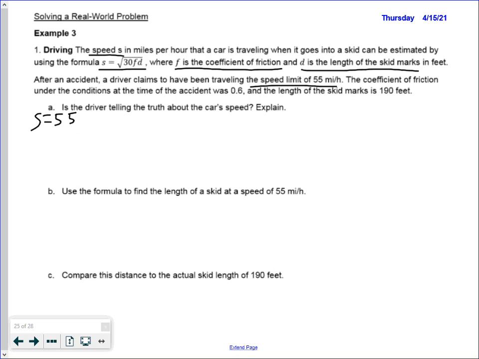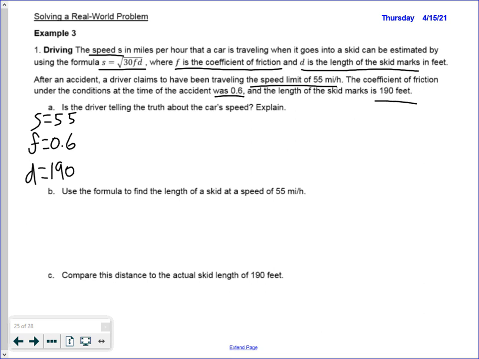And then we're told the coefficient of friction under the conditions at the time of the accident was 0.6, or that f equals 0.6. And after that, we're told the length of the skid marks is 190 feet. That's our D. D stands for our skid marks. So D equals 190. So 1A is asking us, is the driver telling the truth about the car's speed?